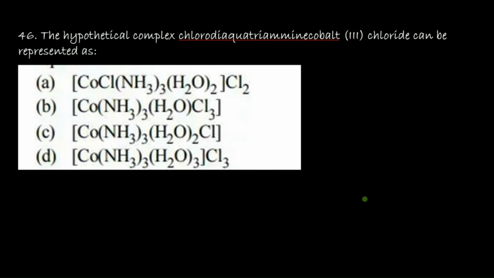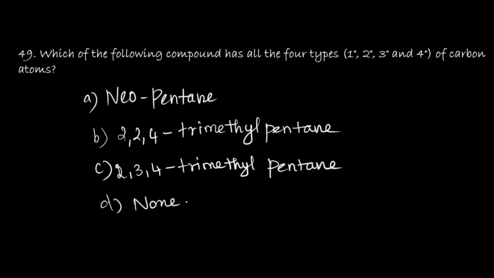The hypothetical complex fluorodiaqua triamine cobalt(III) chloride can be represented as. Okay, cobalt chloride. The name indicates that there should be 2 aqua, diaqua, triamine. Triamine, all are having 3 amine groups. Okay, diaqua, so A or C, cobalt(III) chloride. So that makes option A your right answer.